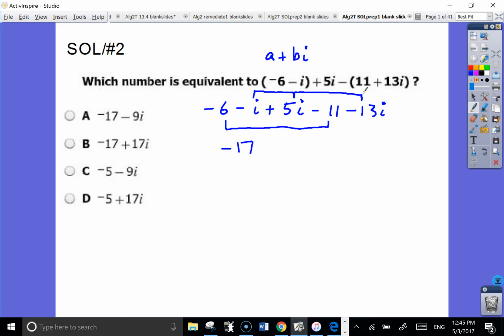How many i's is that? Right, that would be minus 9i. -1 plus 5 is 4. 4 minus 13 is -9. So the answer is that. Okay.